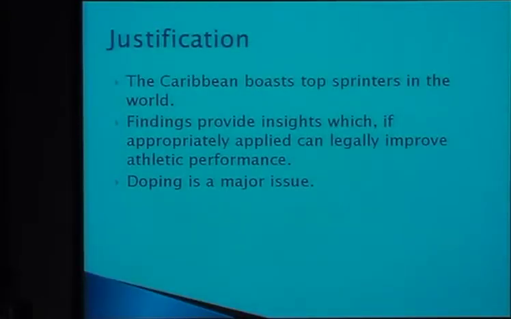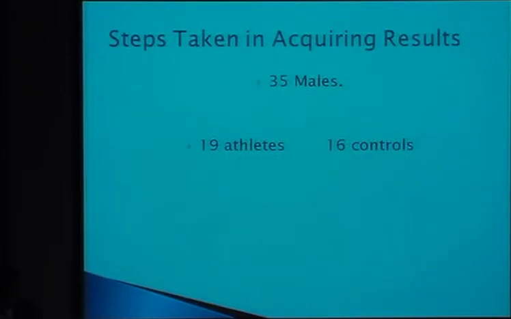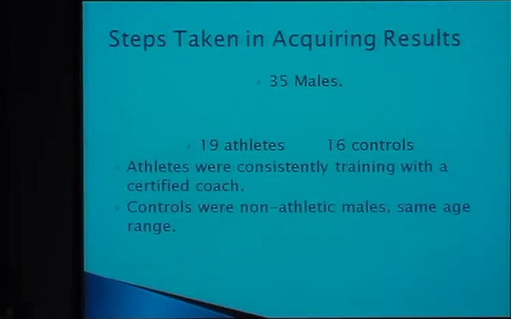Now, the steps that we took in acquiring the results, we used 35 males, and 19 of which were athletes, 16 were non-athletes, which we would call the control. And these athletes were currently consistently training under a certified coach, and this is very important. And the control or non-athletic males were of the same age and they were BMI matched. We had a controlled environment and ensured that all protocols were observed efficiently.